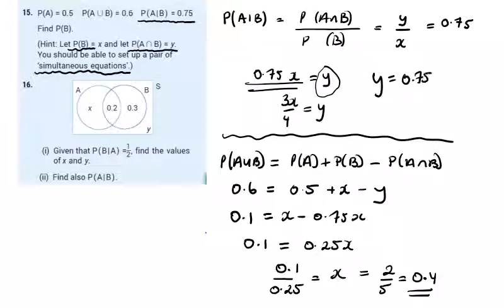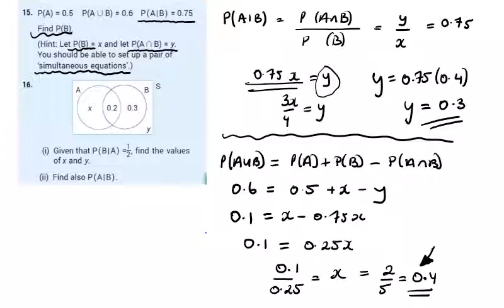So Y has to be 0.4 by 0.75, and that gives Y to be 0.3. I think we were just asked the probability of B, which was X, so we actually had our answer down here. But if they had asked for Y, obviously just sub back in. Okay, let's have a look at question 16.